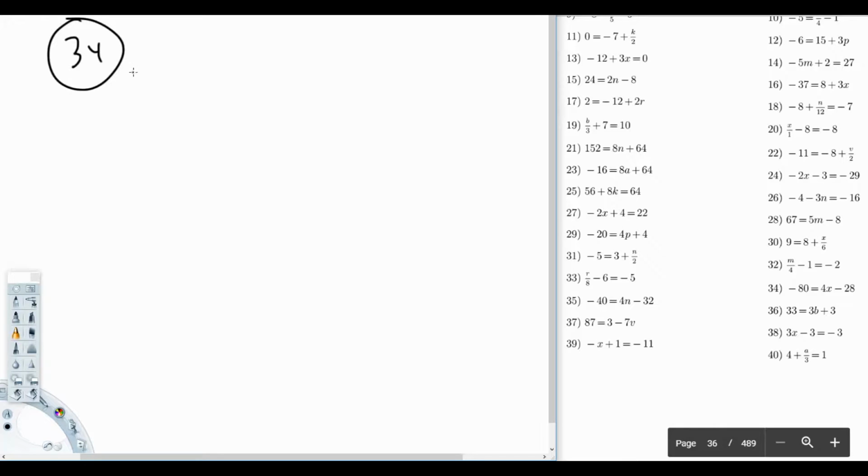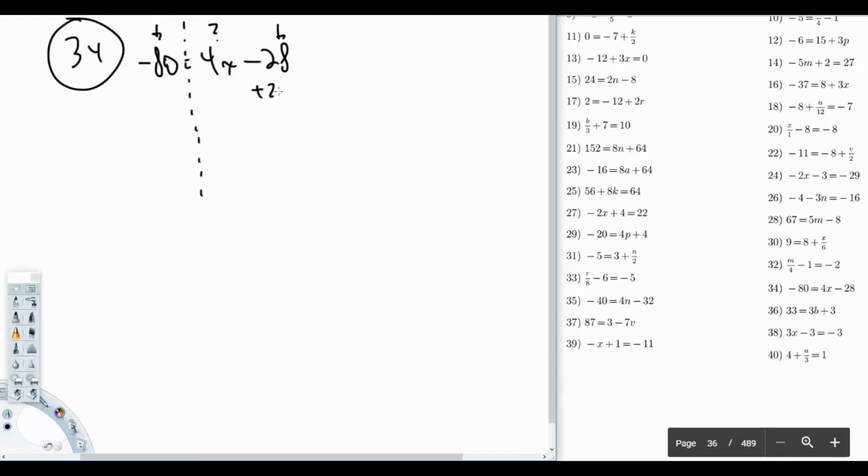34. Minus 80 equals 4x minus 28. So we divide the equation. This is what we know and this is what we don't know. We want to get what we know on one side and what we don't know on the other.